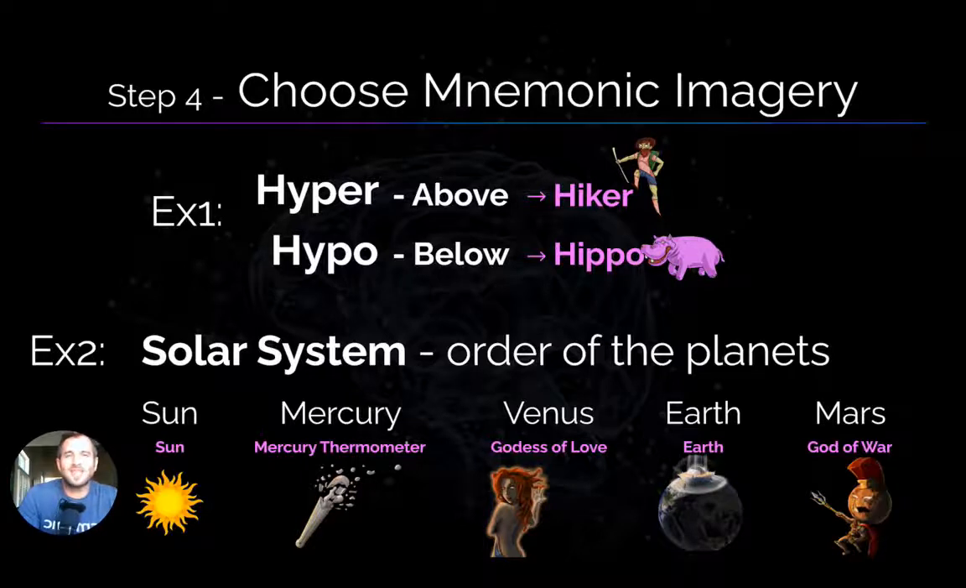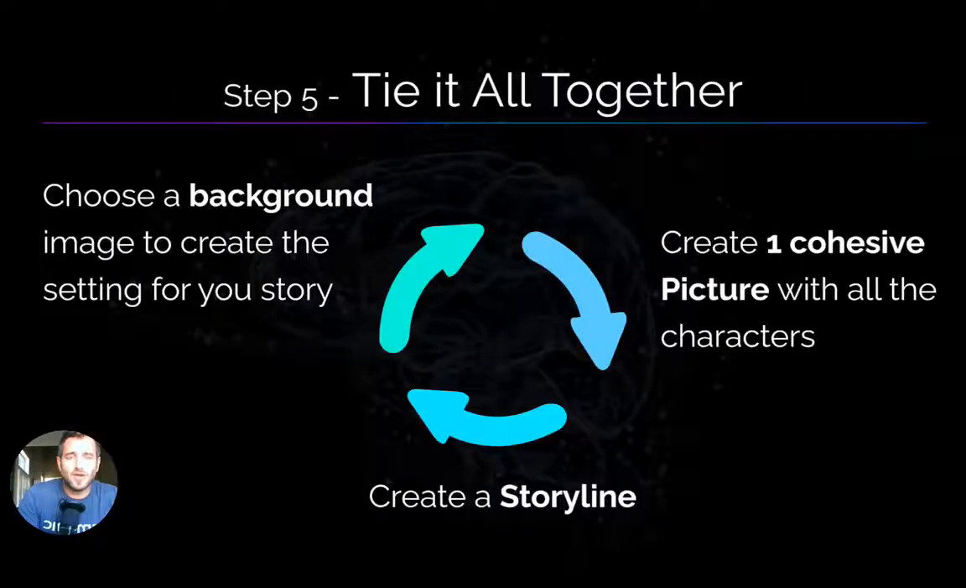Now, after we've selected our mnemonic characters and imagery to complement those characters, we want to tie it all together. So we want to choose a background image to create a setting for this story. And then we want to take, whether it's one individual thing or multiple things, and tie it all together into one cohesive picture. And then create a storyline that will help actually walk somebody through and understand how this all works.